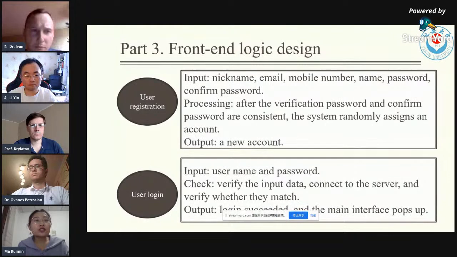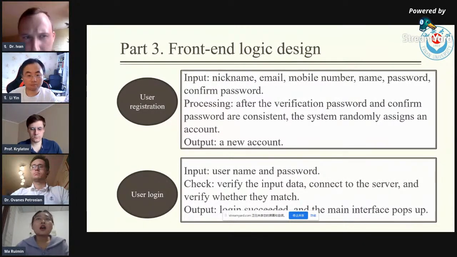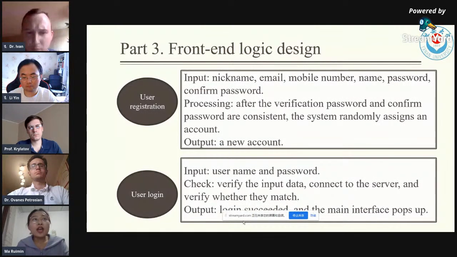In the user registration stage, users need to input this information, and the system has a function to check whether the verification password and the confirmation password are consistent. In the user login stage, it's the same as above. Users need to input this information, and the system has a function to check whether the username and the password are matched.